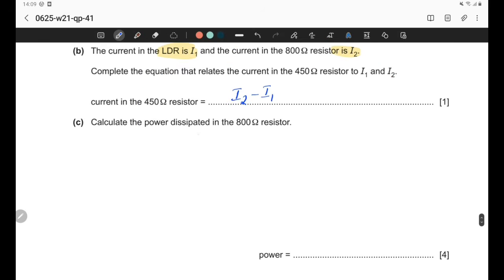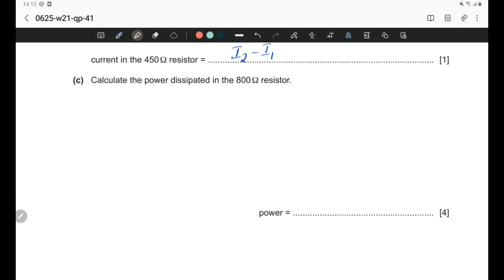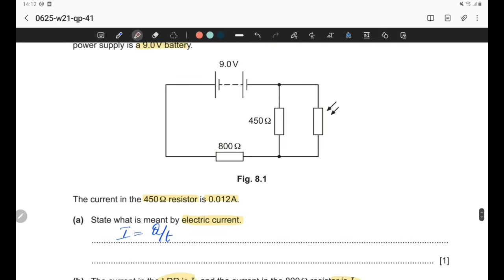Part C, calculate the power dissipated in the 800 ohm resistor. So we have to calculate how much power is dissipated in the 800 ohm resistor.